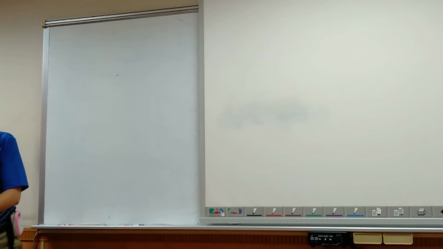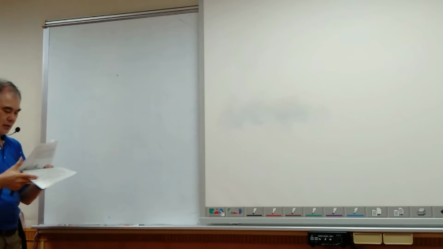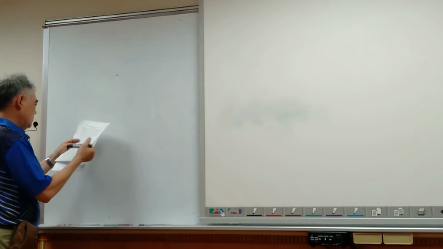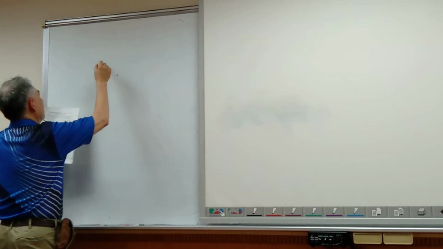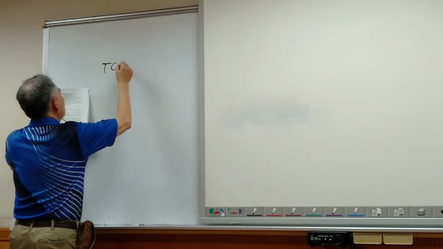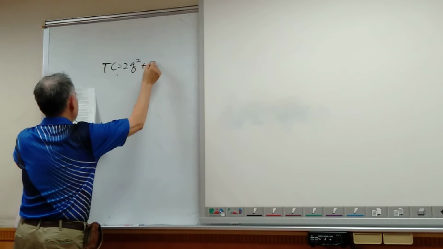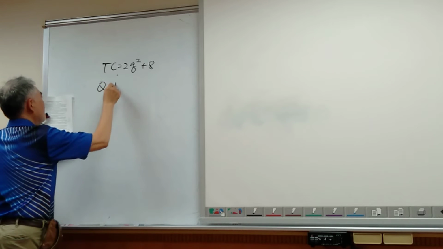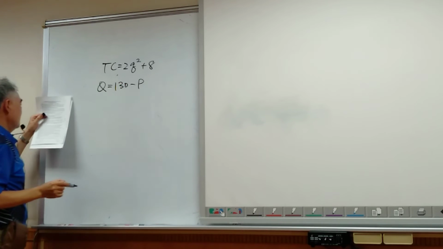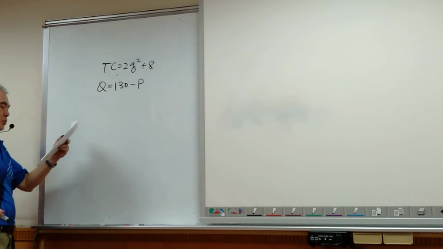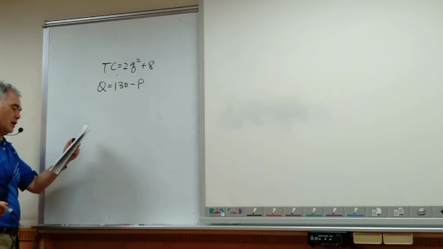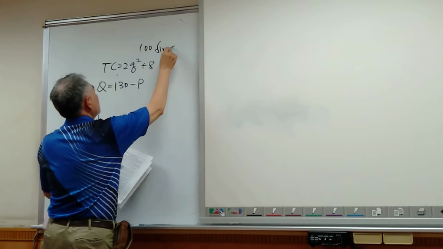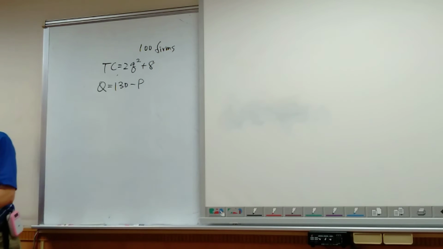So TC is equal to 2Q squared plus 8, and you have the demand function 130 minus P. So what is the short-run equilibrium price? And you have 100 firms in this competitive industry.